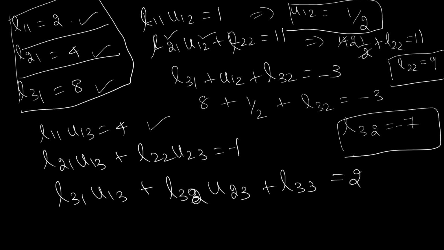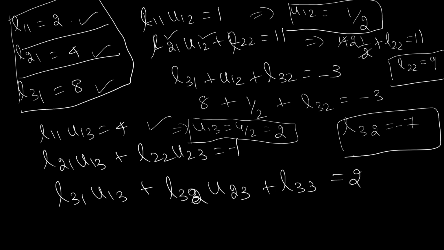Similarly we have this one, right? L11 U13 is 4. So already I know L11 is 2. So U13 is nothing but 4 by 2. So I got U13 as 2. So we are just going to substitute the values, and finally you will find out all L values and all U values.